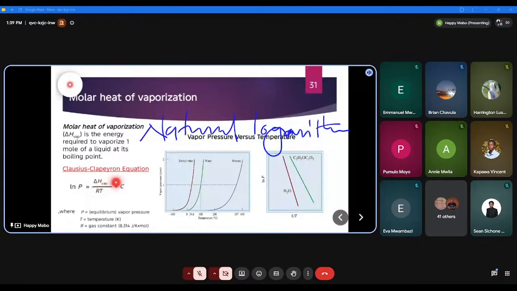The ln of P is equal to negative change in molar heat of vaporization over the universal gas constant and the temperature in Kelvin. P is the pressure, that is the equilibrium vapor pressure. Then T is the temperature in Kelvin, and R is the universal gas constant. Then there is C, which is a constant. This one is determined experimentally. I'm going to explain more on how you can avoid using this.